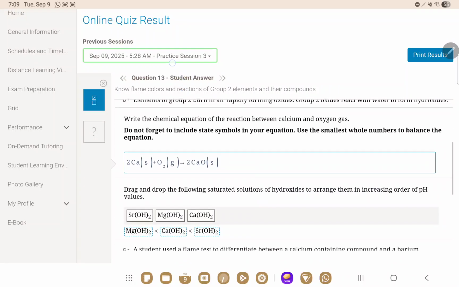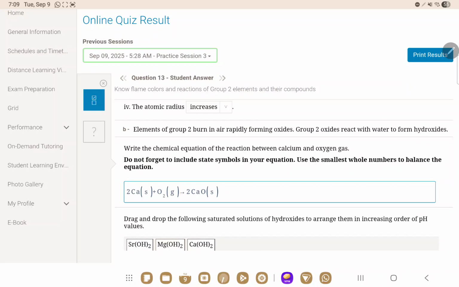Now, let's move on. Write the chemical equation of the reaction between calcium and oxygen gas. So, Ca plus O2 is going to make CaO. It can't be CaO2, because Ca has a charge of +2 and oxygen has a charge of -2, so you can't put O2. So CaO, and since you have 2 here, what are you going to do? You're going to add 2 here and 2 here. So now you have 2 Ca plus O2 gives you 2 CaO.